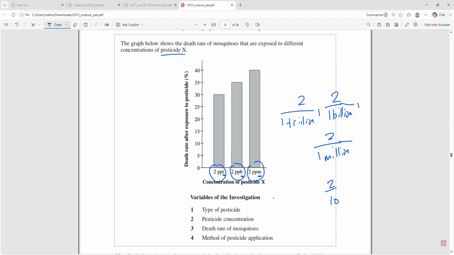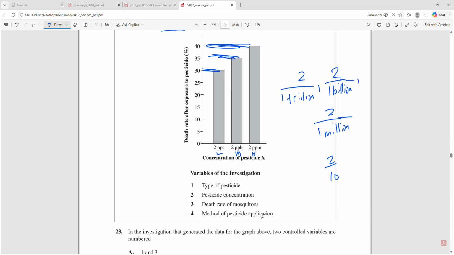So yeah, our concentration of pesticides from left to right is going from low to high, right? Call that low, medium, high concentration. And this is how it's being affected. Death rate of exposure after pesticides. So at the low concentration, this is the death rate. At the medium, here's the death rate. At the higher concentration, here is the death rate.